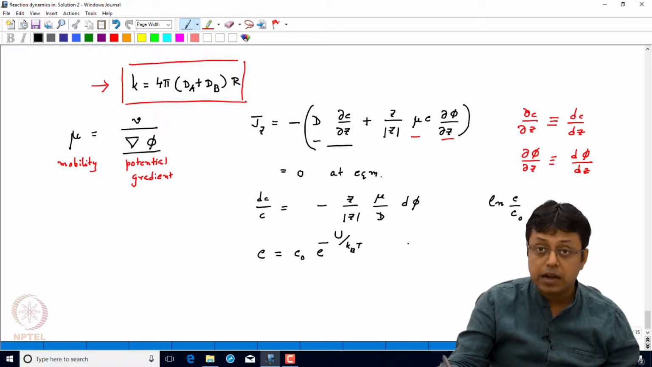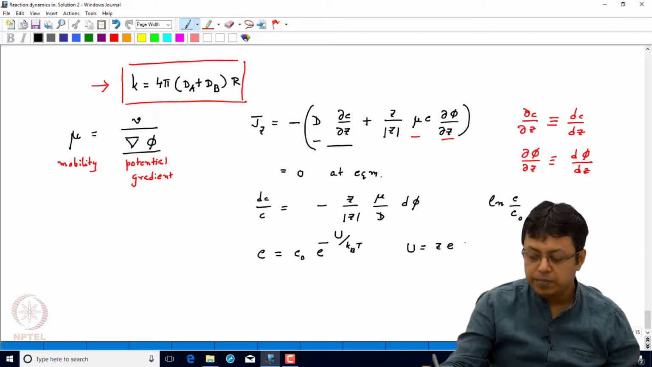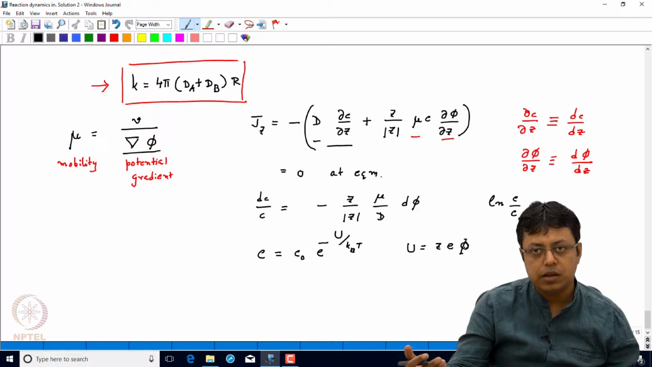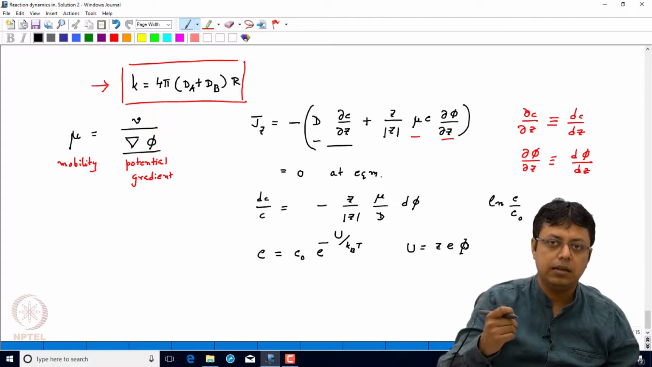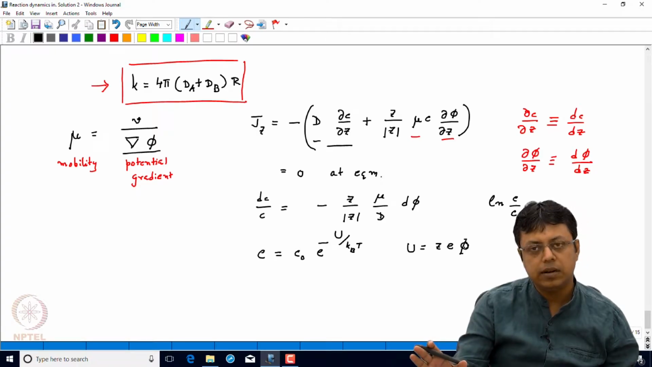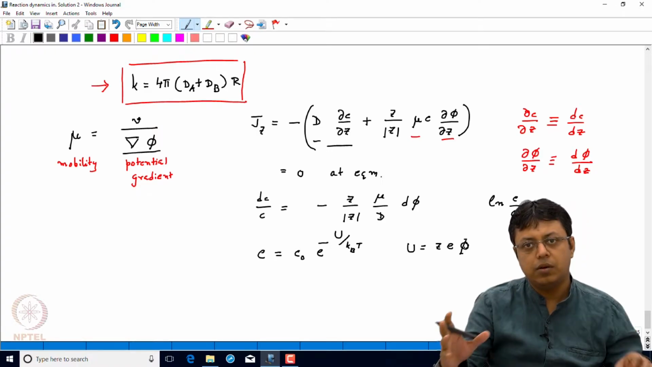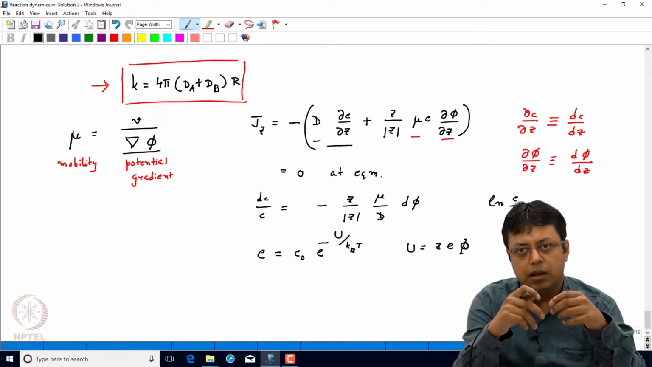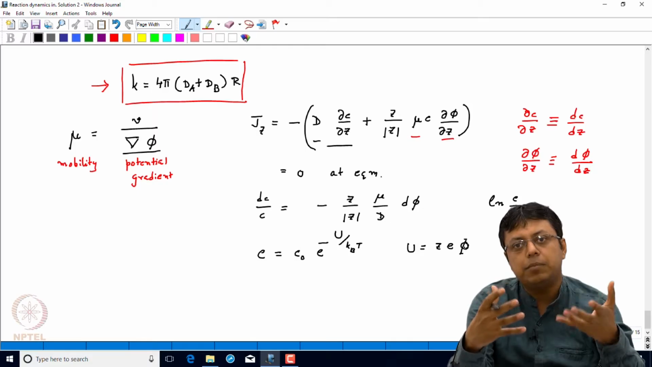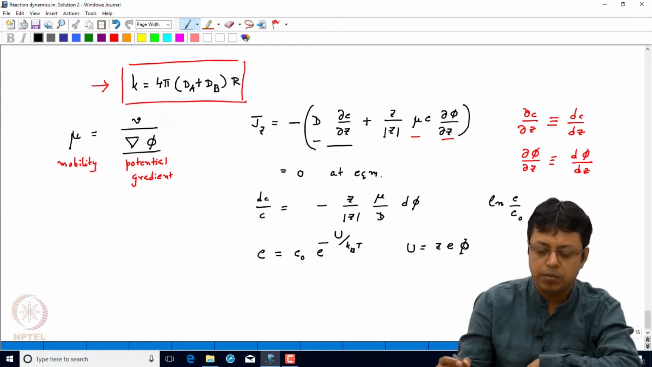Now what is U? U is the electrostatic potential energy, and by definition U is nothing but Z times e, where e is the fundamental charge, into phi, where phi is basically the electrostatic potential. As you know, to get the energy, if we bring the unit positive charge, that is basically defined as the potential, the force which is felt in bringing the unit positive charge. So we have to just multiply the charge with itself, and then we will get the total potential energy.